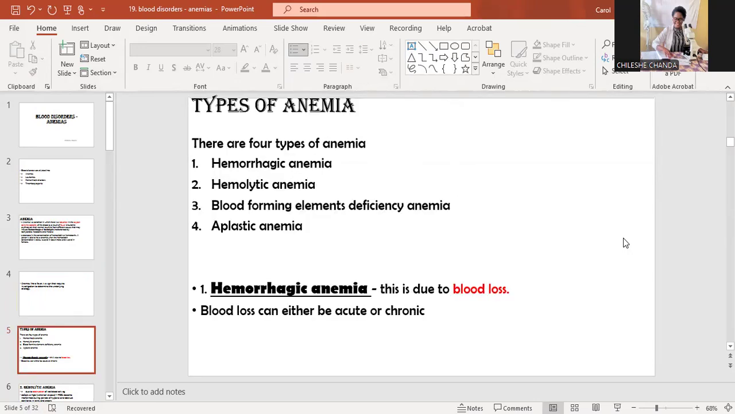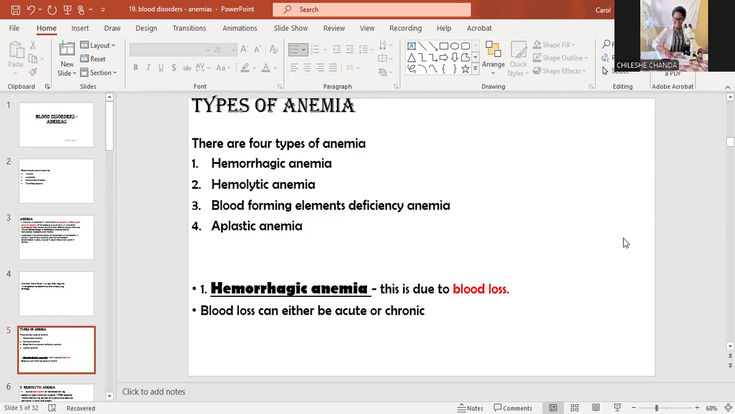Okay? Now we have several types of anemias. And we're going to talk about four very important types of anemias, and you have to know all of them by heart. The first type of anemia is hemorrhagic anemia. Hemorrhagic anemia is one that is as a result of bleeding, as a result of loss of red blood cells.